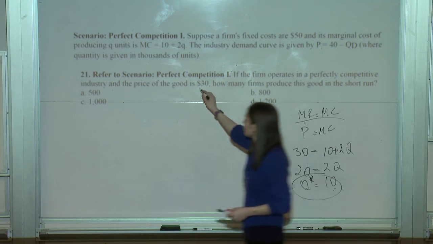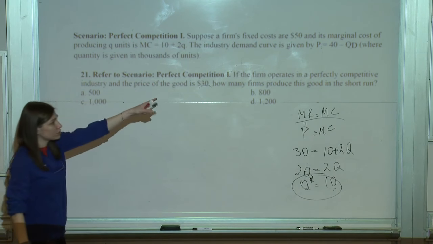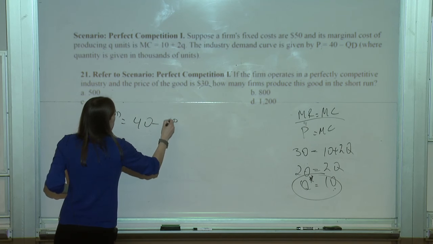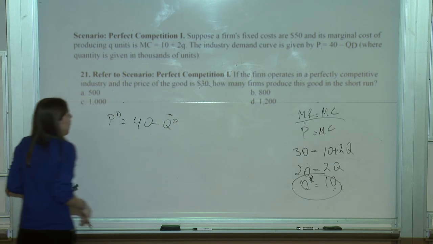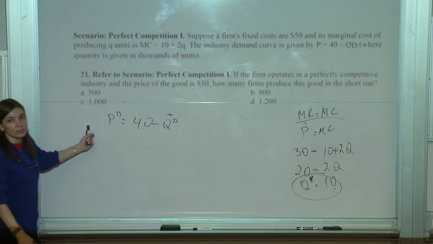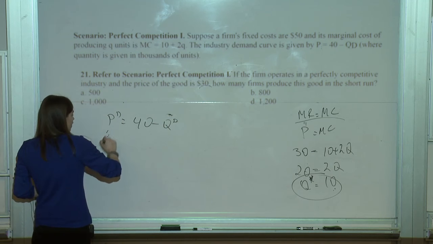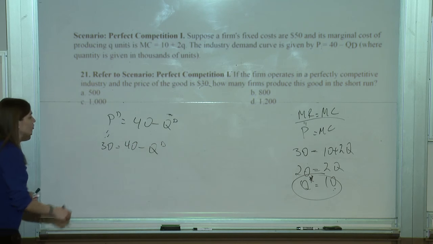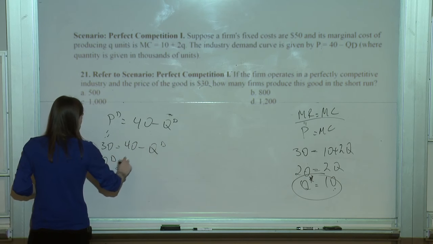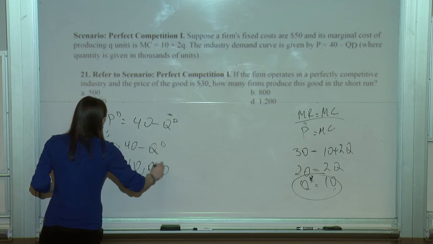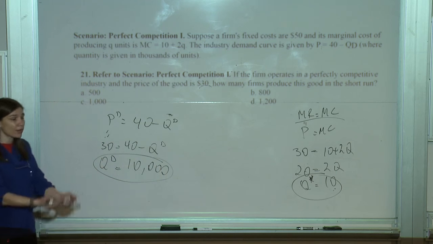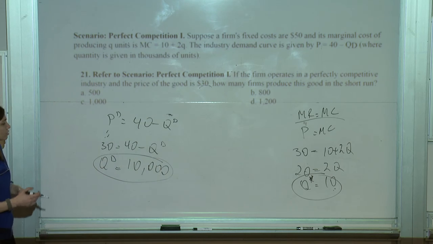Well, in the short run, I know the price is 30. I also know the demand curve. The demand curve is 40 minus quantity demanded, and that is in 1,000. So if the price is 30, I can just plug it in. That equals 40 minus the quantity demanded, or the quantity demanded equals 10,000, because it's in thousands. So if the market demands 10,000 units, and each firm supplies 10 units, how many firms are there?